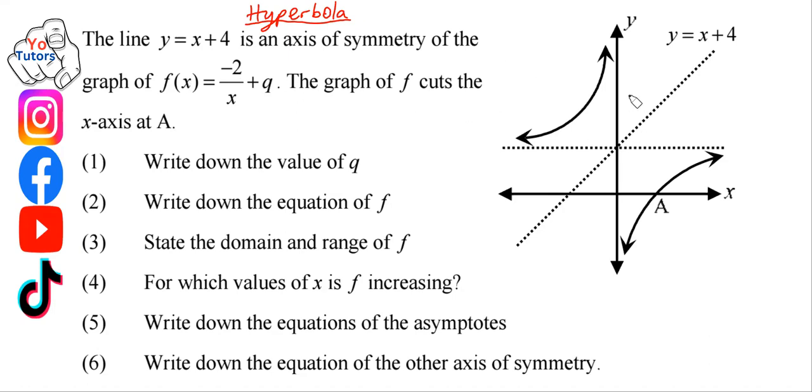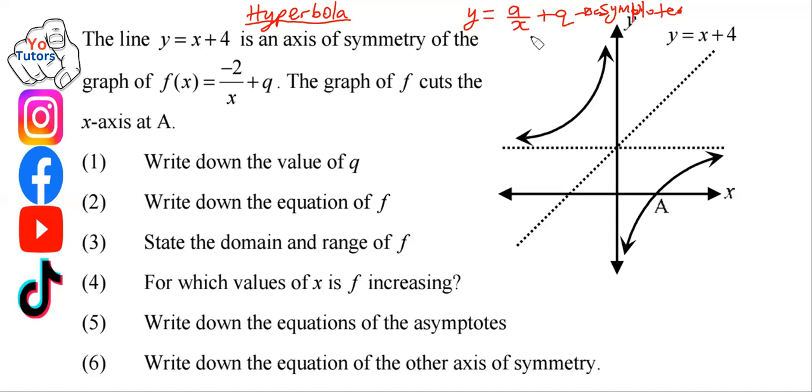Now, just as a reminder, we know that the general graph here is y equals a over x plus q. What we know is that q becomes our asymptote. That's what you must remember: asymptote.